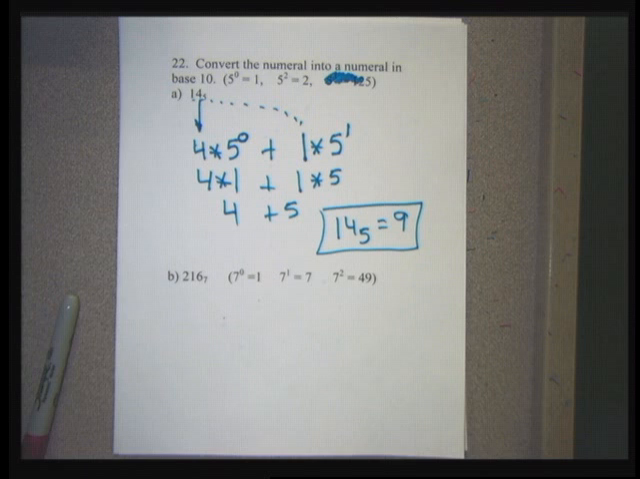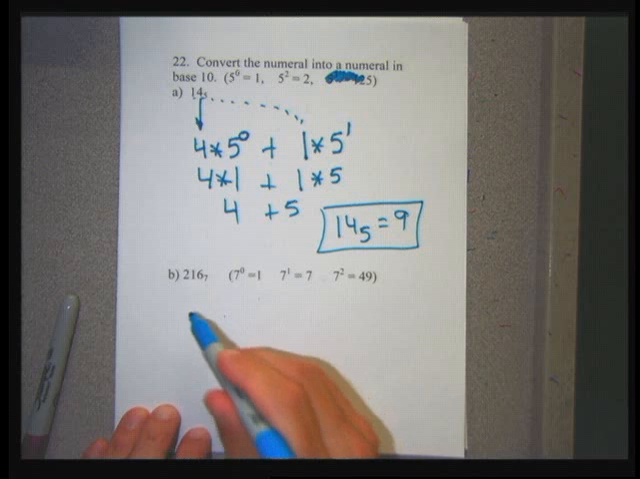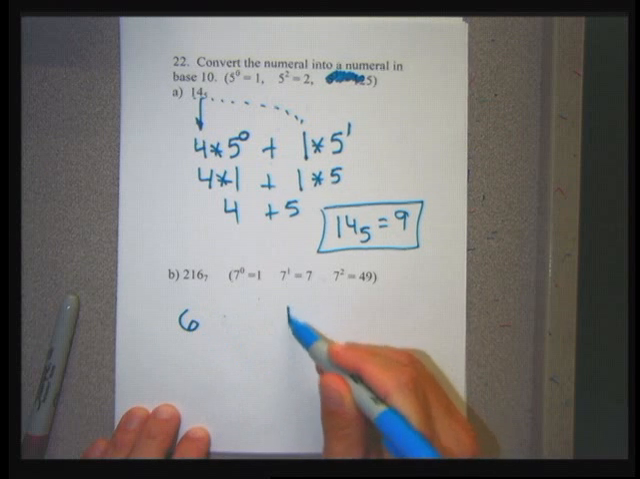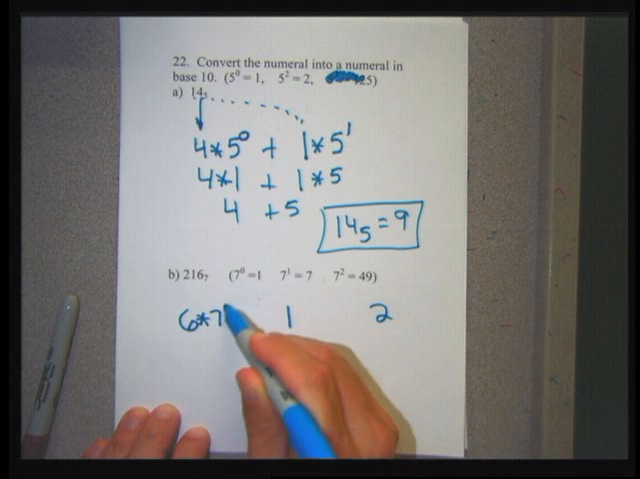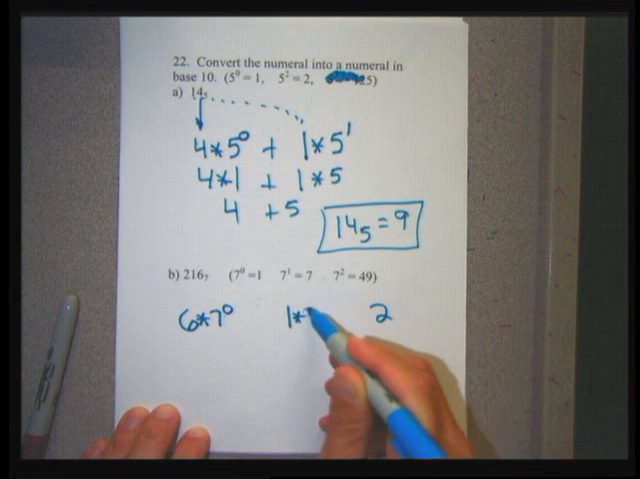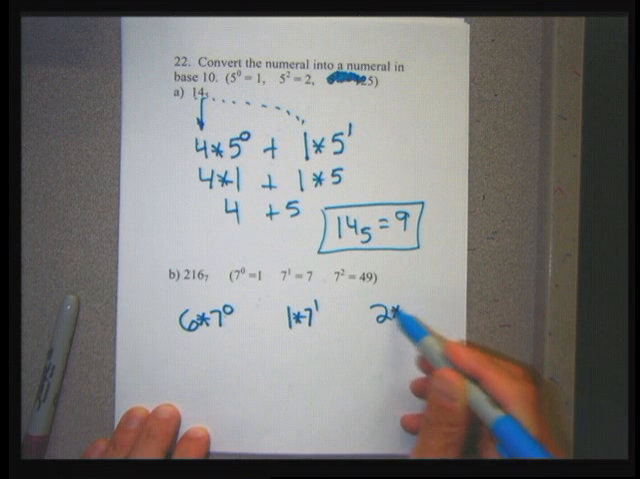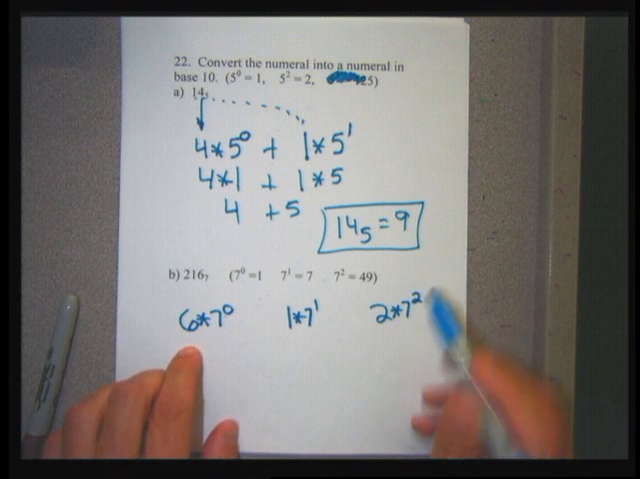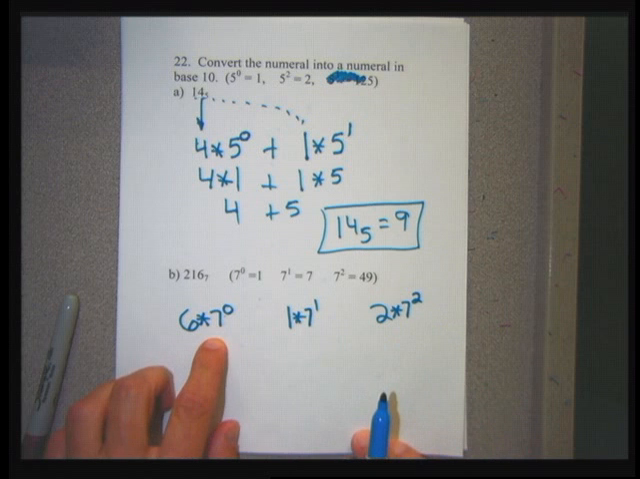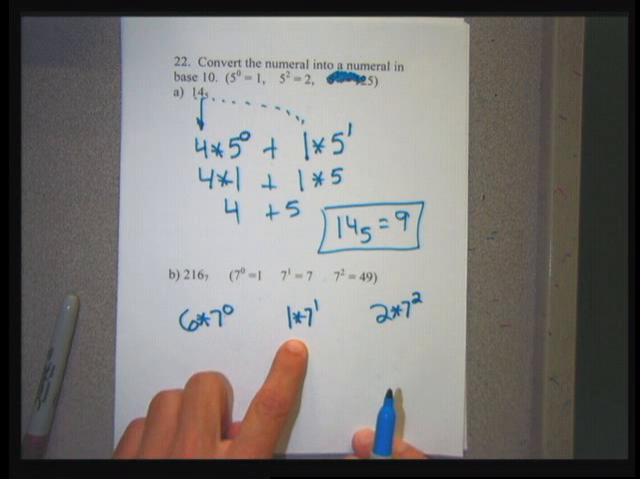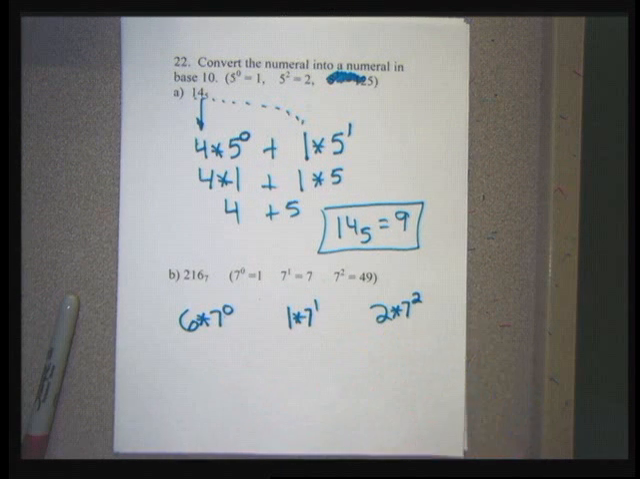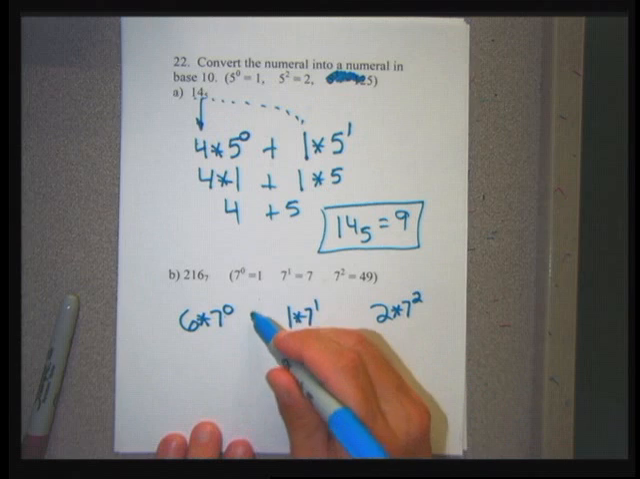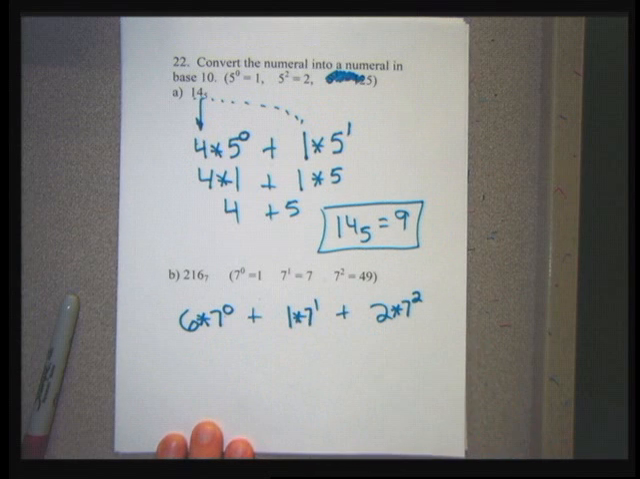If I do the same process for B, I'm going to go backwards. I'm going to take the number 6, 1, and 2, which is the number itself going backwards, and multiply it by powers of 7, starting at 7 to the 0 power and working my way up. So the 6, which is in the 1's position, I multiply by 7 to the 0 power. The 1 in the 10's position, I multiply by 7 to the 1st power. The 2 in the 100's position, I multiply by 7 squared. I put a plus sign between each of these. Then I do my math.